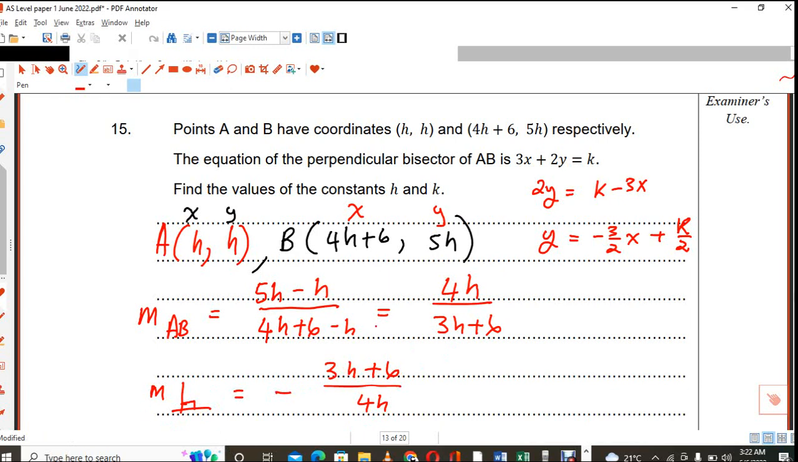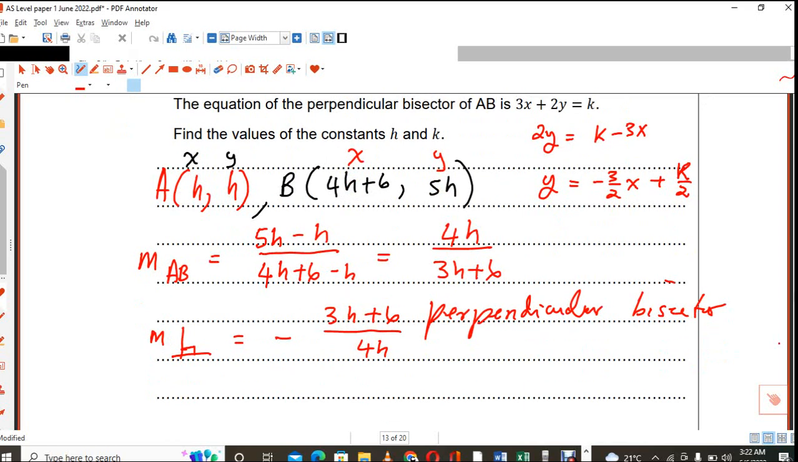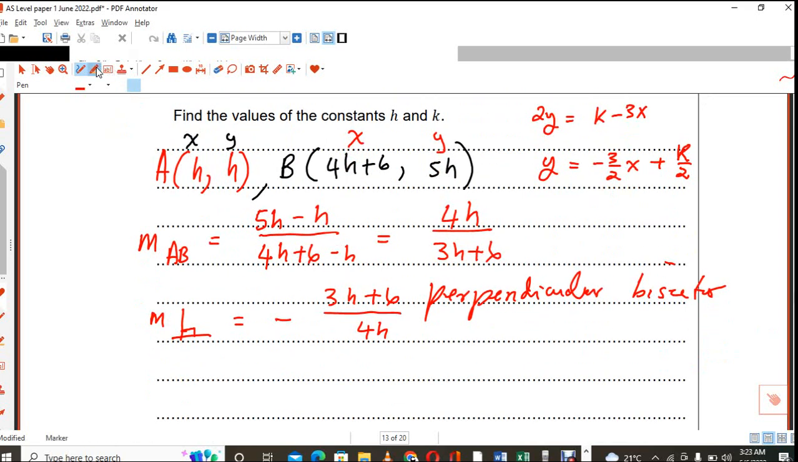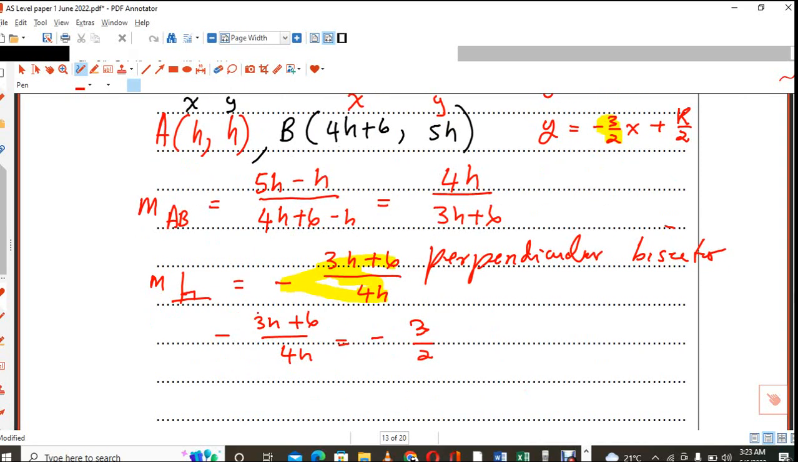So this is the perpendicular bisector. Now, why is that information important? Because this gradient and this whole gradient I have here would be equal to each other. That means I have minus (3h plus 6) over 4h is equal to minus 3 over 2. Well, you can go ahead and drop the minus. So I'm just going to drop the minus.